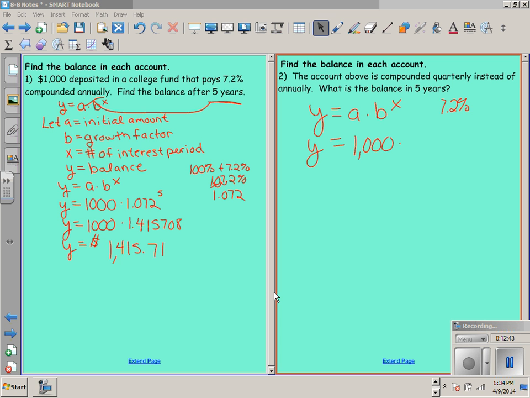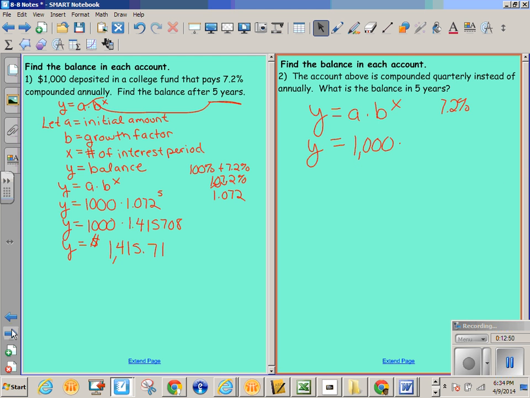Okay, so 7.2%, and because it's quarterly, we want to divide that by 4. When I divide 7.2 by 4, I end up with 1.8%. So now we know that we're going to change that. We have to add the 100%, so we have 100 plus 1.8%, which gives me 101.8%. Divide by 100 or move the decimal back 2 places. So we've got 1.018, and that's going to be the amount that I input into my B.